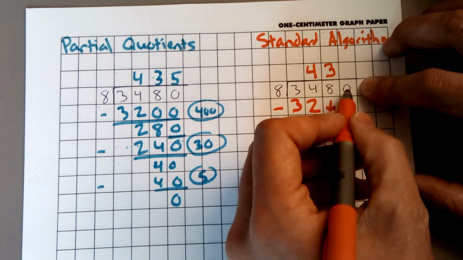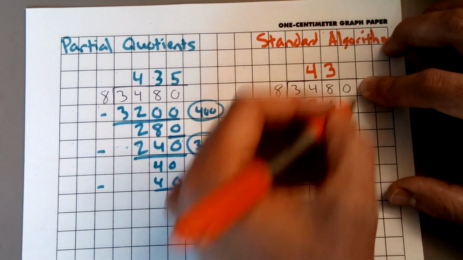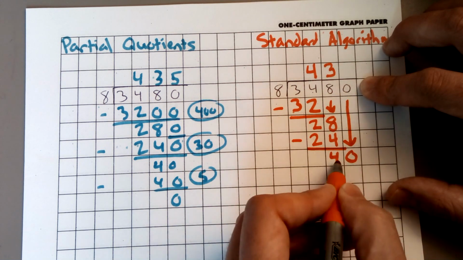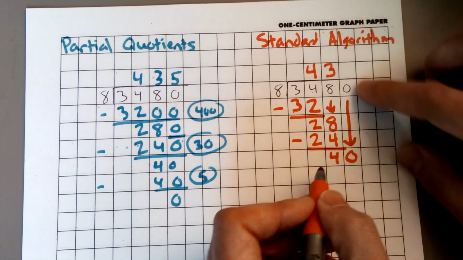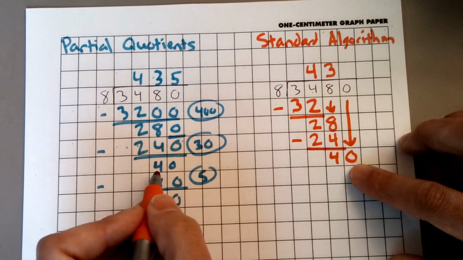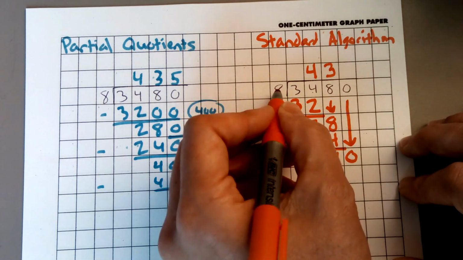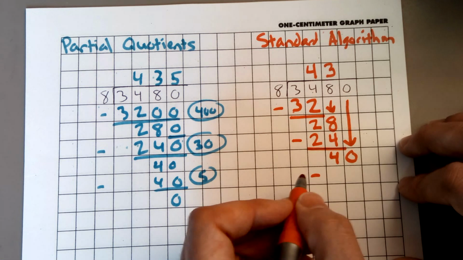I have a 0 in the ones place. So I'm going to combine that 0 in the ones place with this 4 in the tens place, and I have 40 left to divide, my entire dividend, just like over here. So here, this is exactly like partial quotients. How many 8s fit into 40? Well, 5 of them.